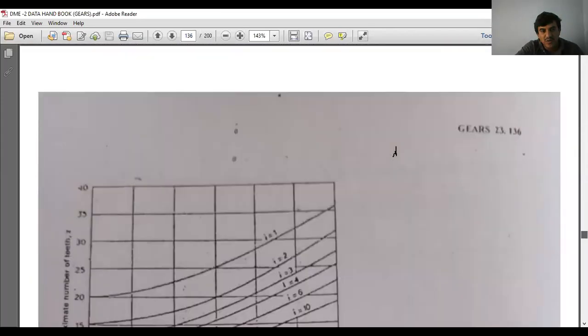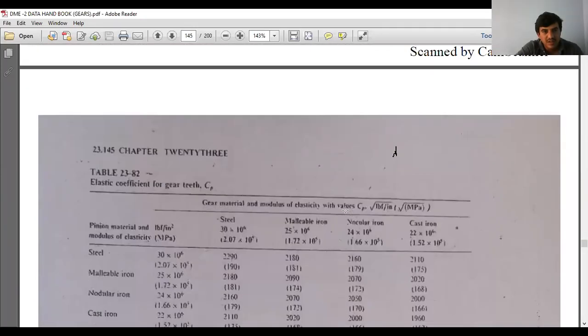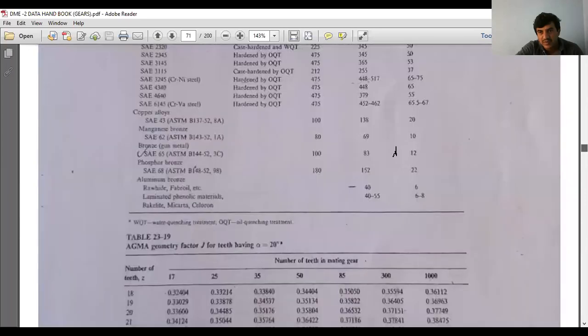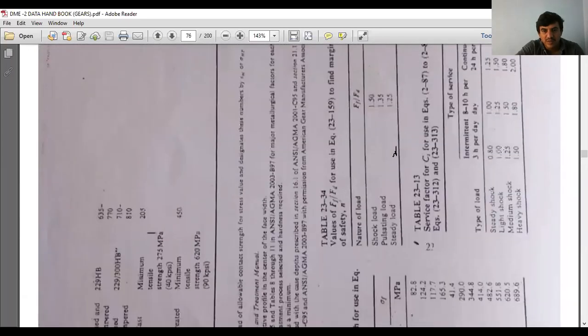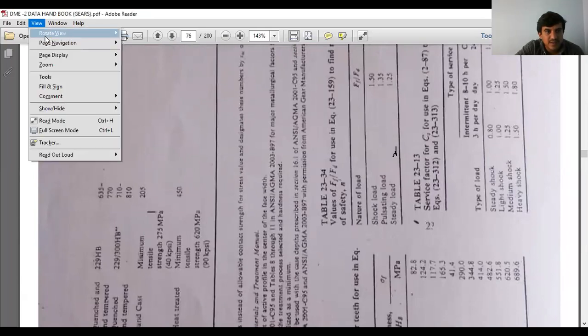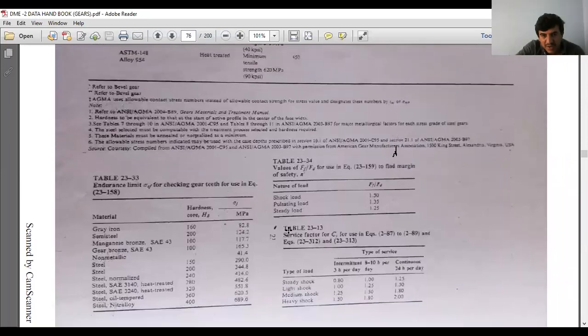Now go to 23.13, the table that will not be in order. What's the page number? 23.76. Yeah, see this, the table is not in order here. See 23.34, then 33, 34. Here we get 23.13, the service factor.